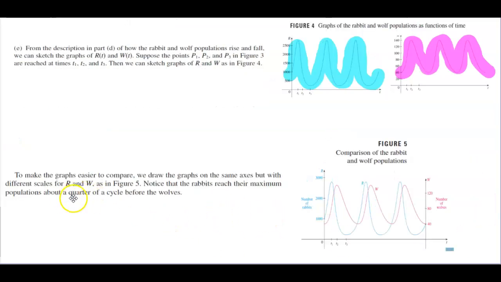Now, to make the graphs easier to compare, we draw the graphs on the same axis, but with different scales for R and W. So here, the number of rabbits goes from 0 to 1,000 to 2,000 and then 3,000 on the left side here. On the right side, we're using a scale that goes from 40 to 80 and 120, and that allows us to compare them a little bit better. So notice that the rabbits reached their maximum populations about a quarter of a cycle before the wolves.